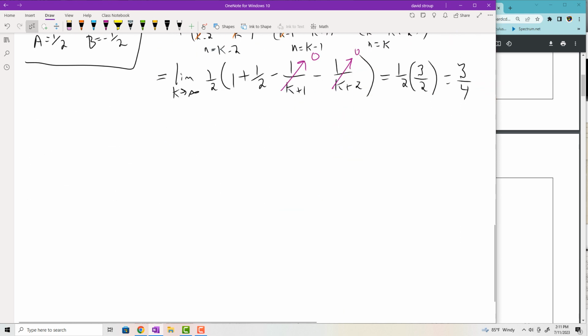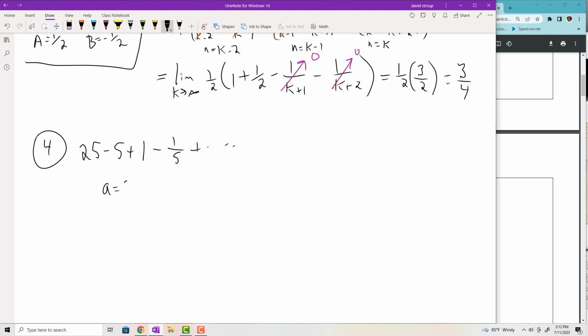Okay, number 4, we're also finding the sum of the series. It's geometric, right? So the way these work is that the first term is your a value, and then for the r value, you take the ratio of 2 consecutive terms. So I'll just take the second term, which is -5, all over the first term, which is 25. Simplify, and it looks like our r value is -1/5.